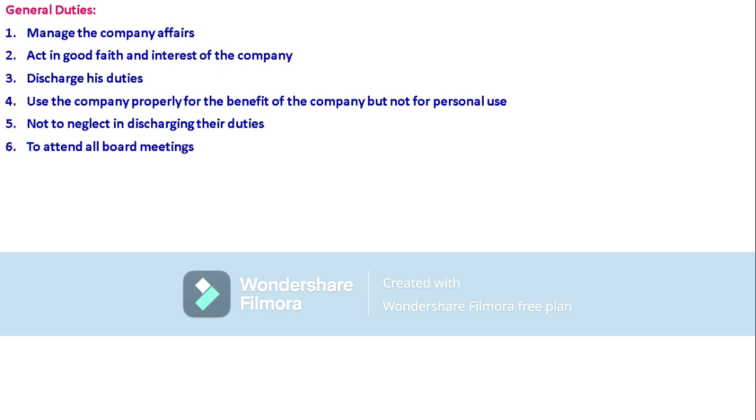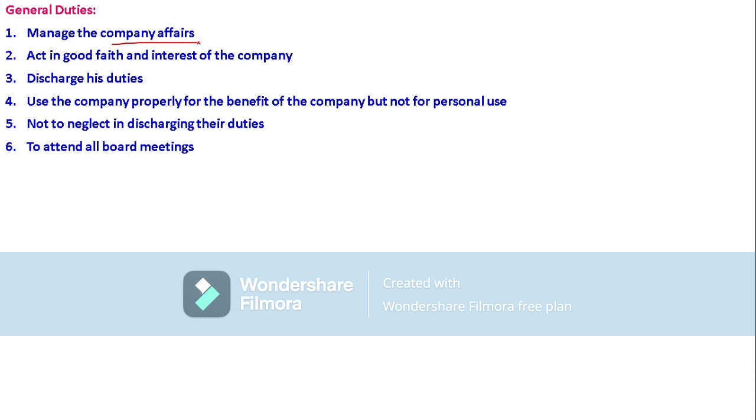General duties means, first one is to manage the company affairs, both the internal and external affairs of the company. It is very important for a director. If there are any disturbances in the organization internally, he has to look after it, manage each and every department. He has to associate with each and every department manager, every department head, and look after what is going on in each department internally.